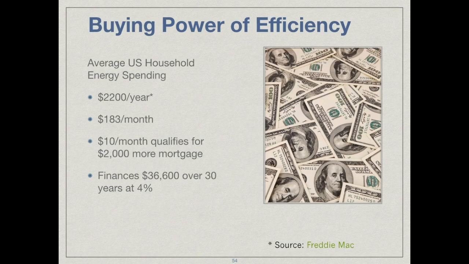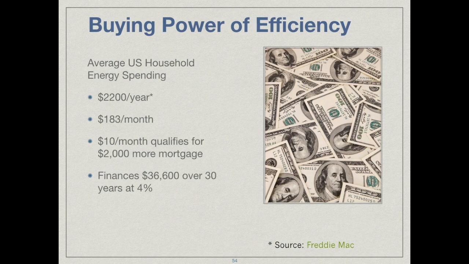Another way to look at this is that the savings that you get on energy increase your buying power as a consumer. You are able to afford more house. Freddie Mac says that the average American spends about $2,200 a year, or $183 a month on energy. If you divide that by 12, you can use that $183 a month to pay a mortgage, the principal and interest on your mortgage, so you can afford about $2,000 more mortgage.